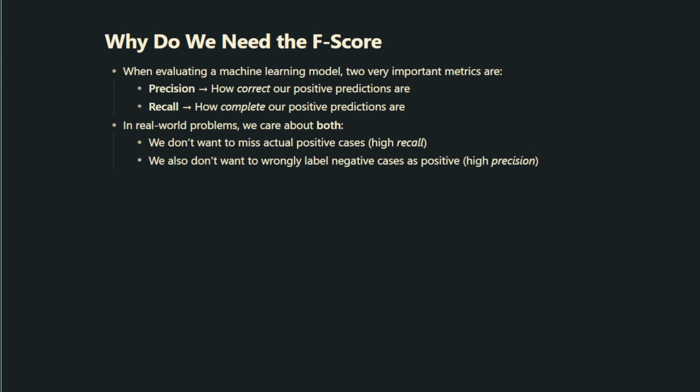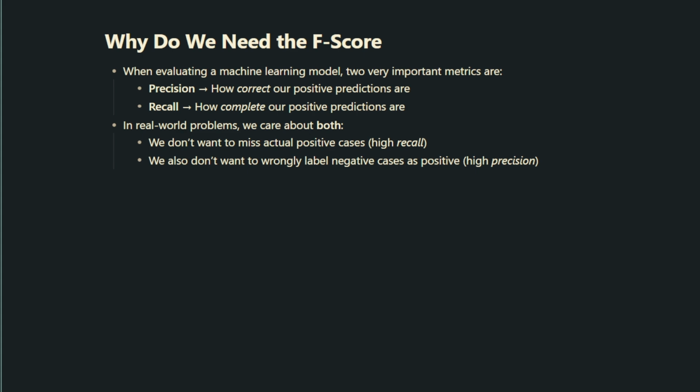Now here's the problem. In real world scenarios, we don't want just one of these to be good. We care about both. Think about it. We don't want to miss actual positive cases. That means we need high recall, but at the same time, we don't want to label too many negatives as positives either. That means we also need high precision, and that's exactly where the F score comes into play. It gives us a single number that balances both precision and recall together.